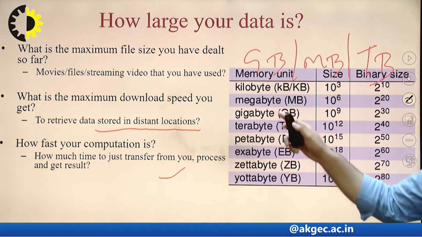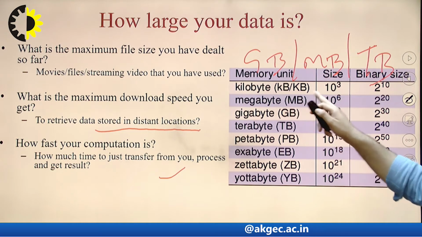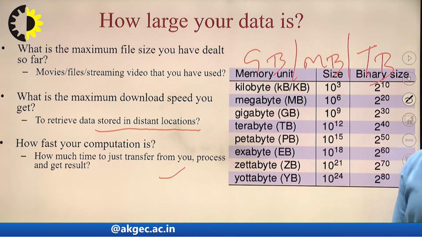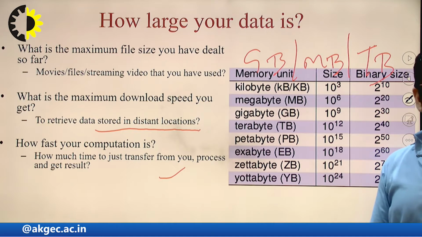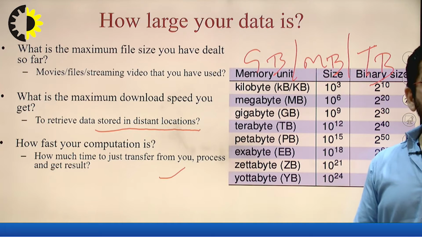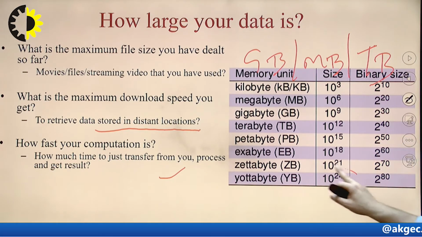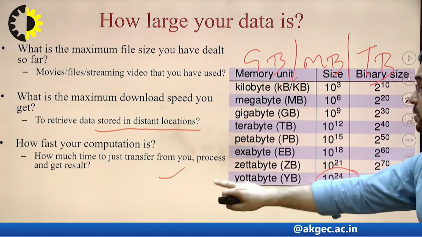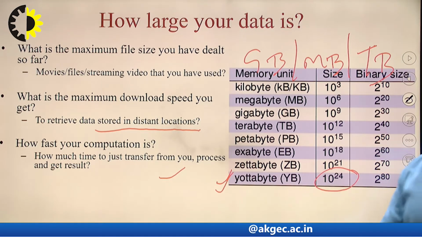These are a few examples which I have already told you. Kilobyte means 10 raised to power 3, megabyte means 10 raised to power 6, gigabyte means 10 raised to power 9, terabyte is 10 raised to power 12, then petabyte comes, zettabyte comes, and at last yottabyte. Yottabyte has the size of 10 raised to power 24. So big data may contain 1 or 2 EB of data.